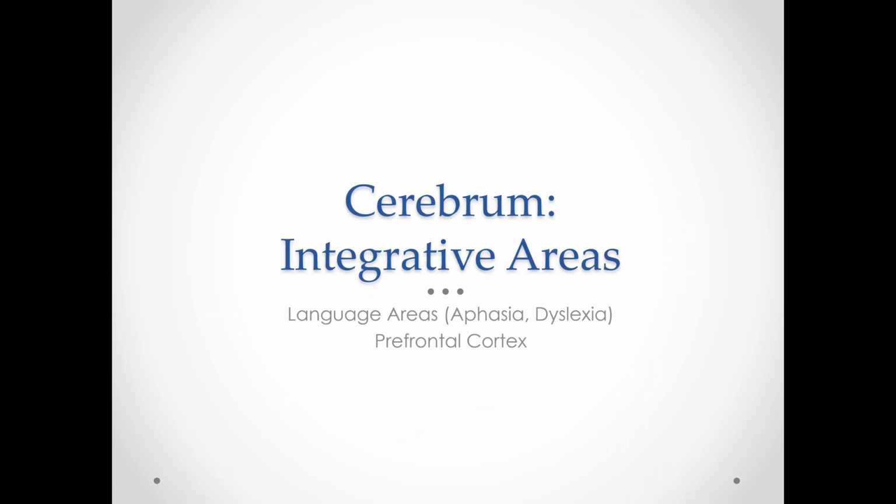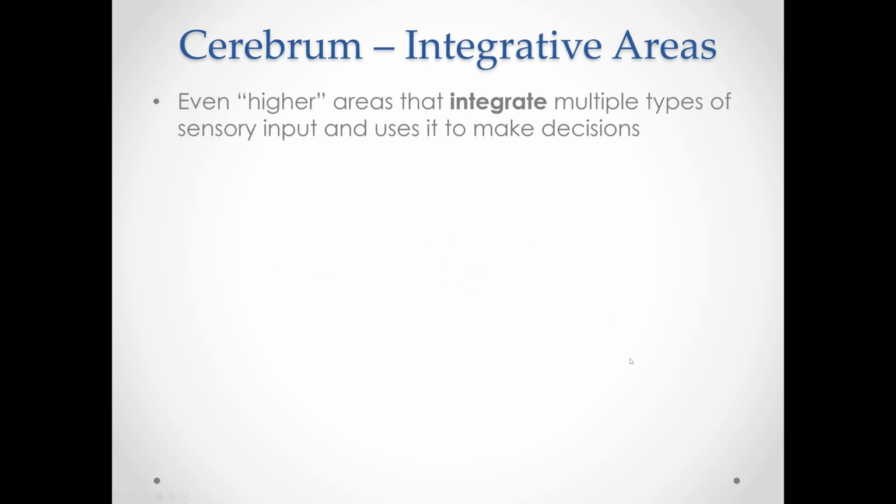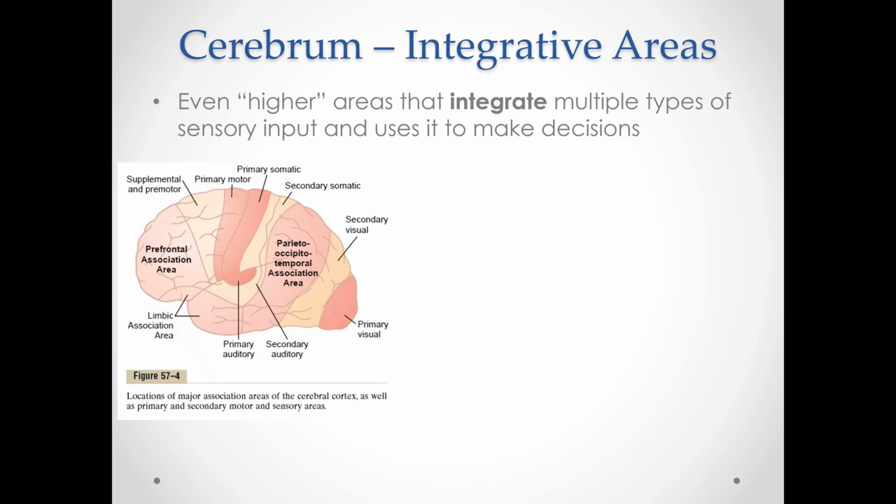And now we're going to look at the integrative areas of the cerebrum, including the language areas, and we'll talk a little bit about aphasia and dyslexia, and we'll also talk about the prefrontal cortex. So we've talked about the primary motor and sensory areas, and then we talked about the association areas. Well, the integrative areas are even higher areas that integrate multiple types of sensory input and use it to make decisions.